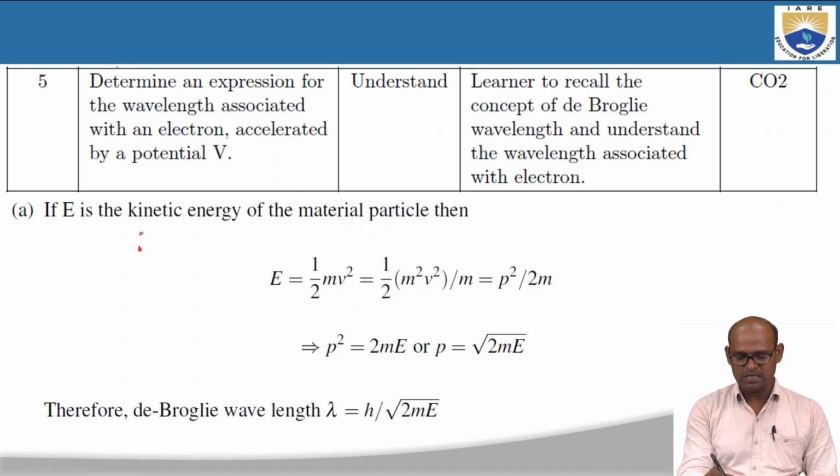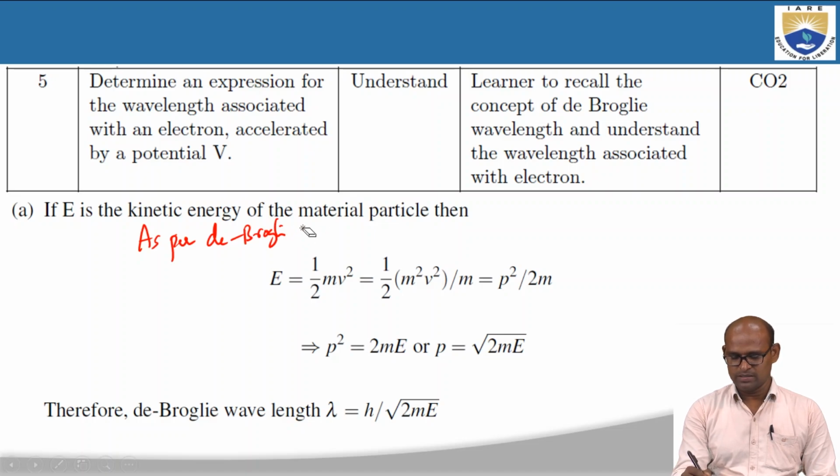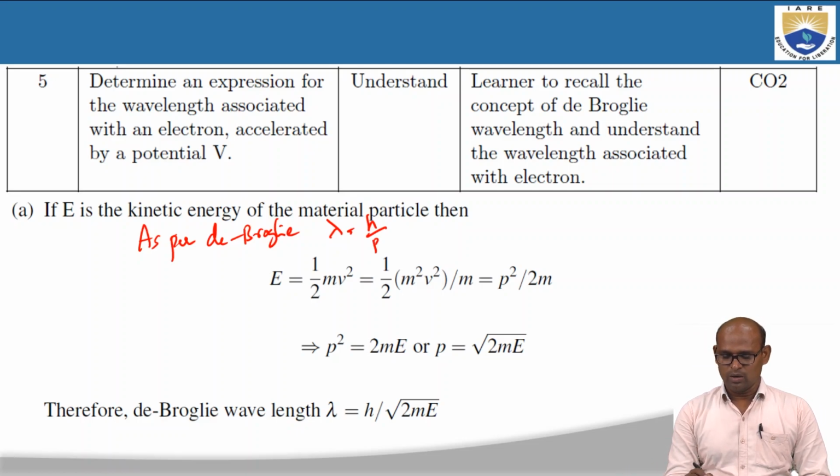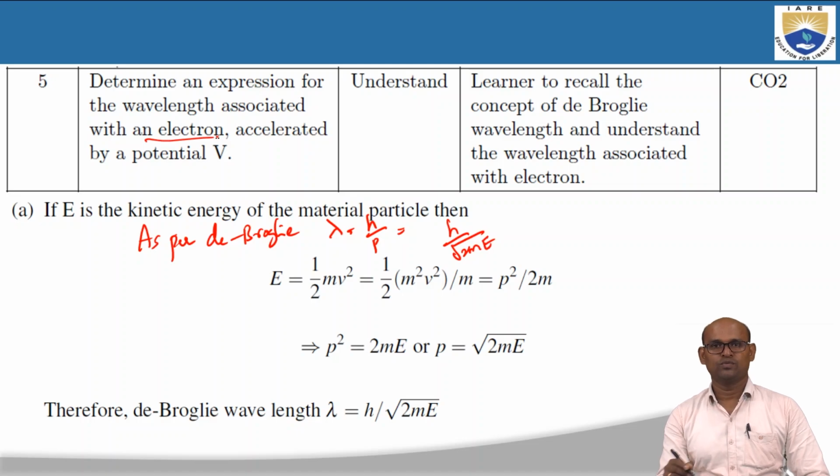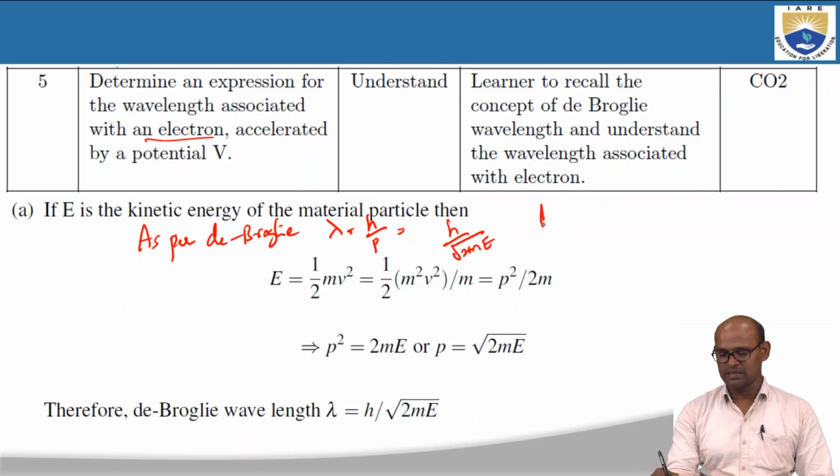As per de Broglie, lambda is equal to h by p. Now I am going to write momentum in terms of kinetic energy. Just now we have derived it. So that is h by square root 2mE. Now we are saying that we have taken an electron. For this question we should start with Planck's theory, as we derived.